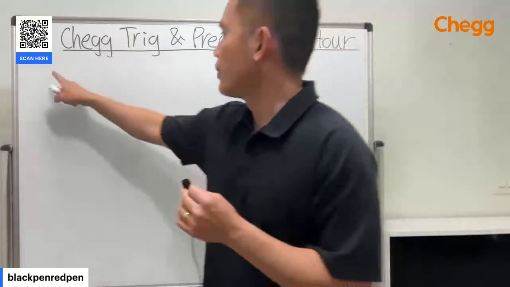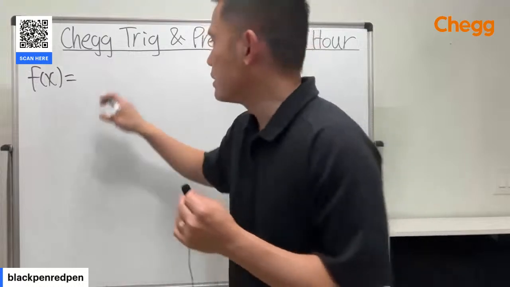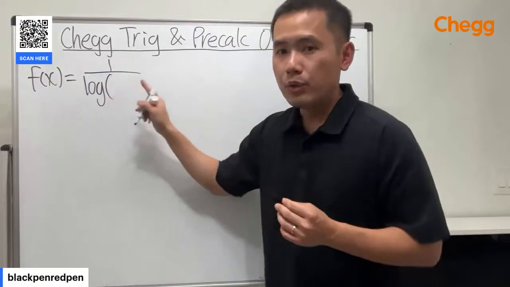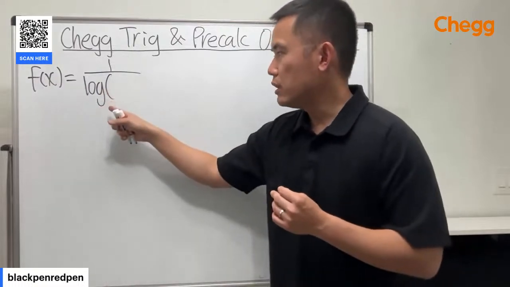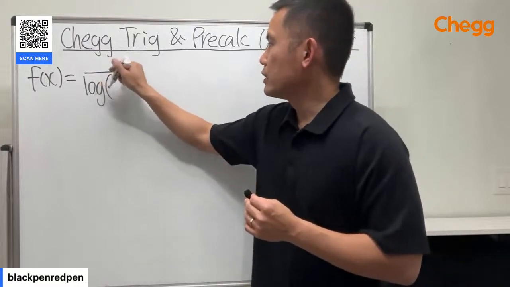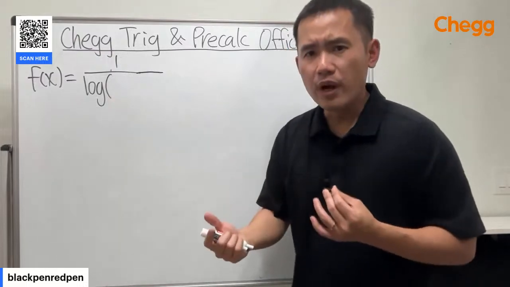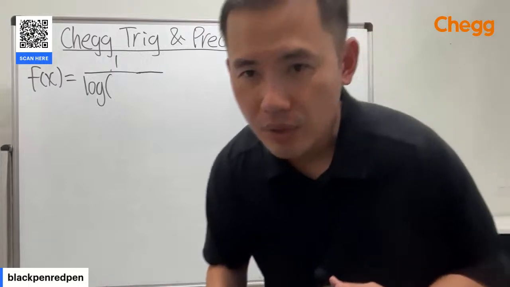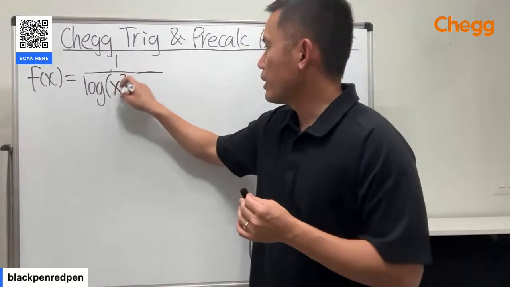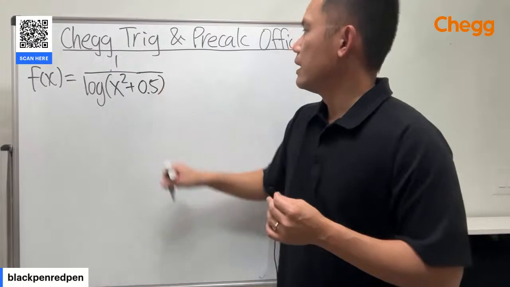Robert, your question is find the domain of the function. Right here, I'm going to write down f of x. We have 1 over log. Whatever base doesn't matter, but usually if you just have log, this means log base 10, especially on the calculator. But if you're using Wolfram Alpha or a more powerful computer software, then you will have to make sure you know what the log stands for. So this is x squared plus 0.5.